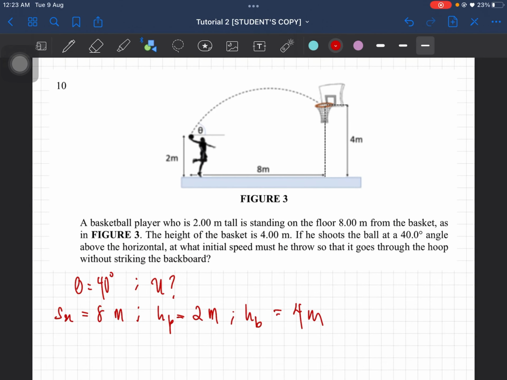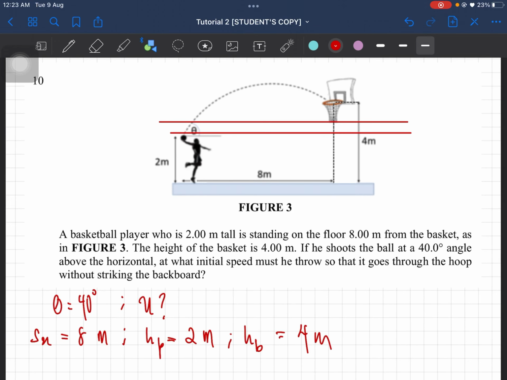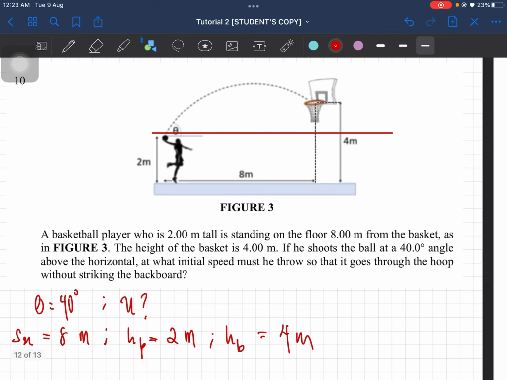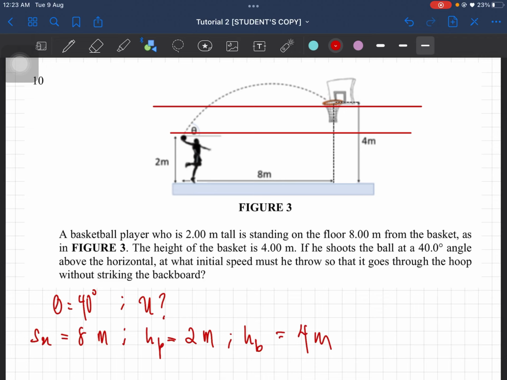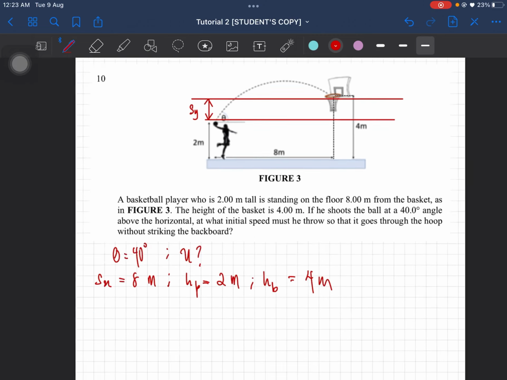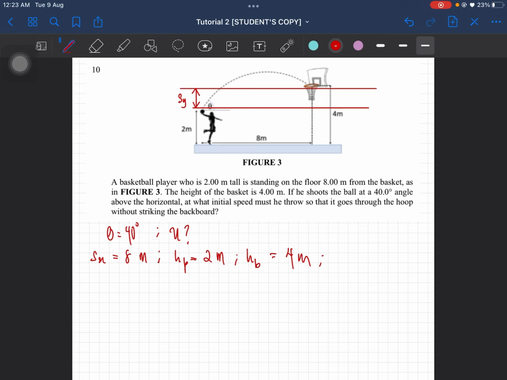So the SY, the displacement in the Y component, is just, no, it's going to be from the basket here. So the SY component, the displacement in the Y component, is just this part here. So SY is equal to 4 minus 2, which is equal to 2 meter. Okay, so that is the displacement in the Y component.